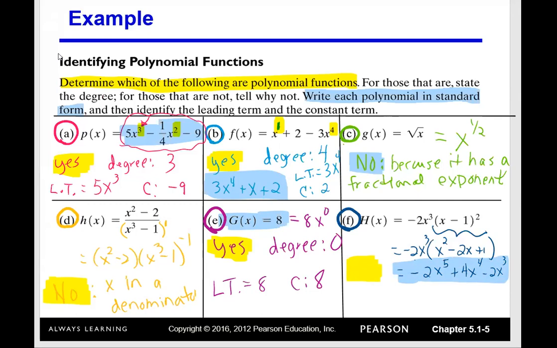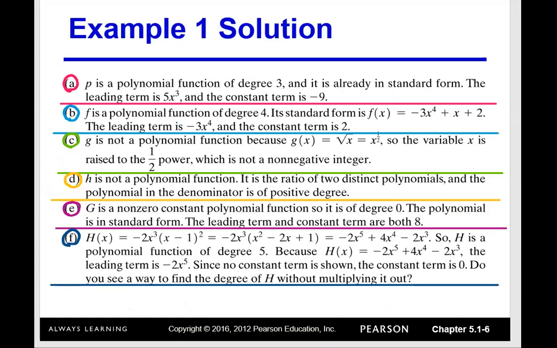So the answer to, is this a polynomial function, is yes. It has a degree of 5, and it has a leading term of negative 2x to the 5th, and then the constant term would be 0. Double check and make sure they agree with that. The constant term is 0. Yep, there you go.